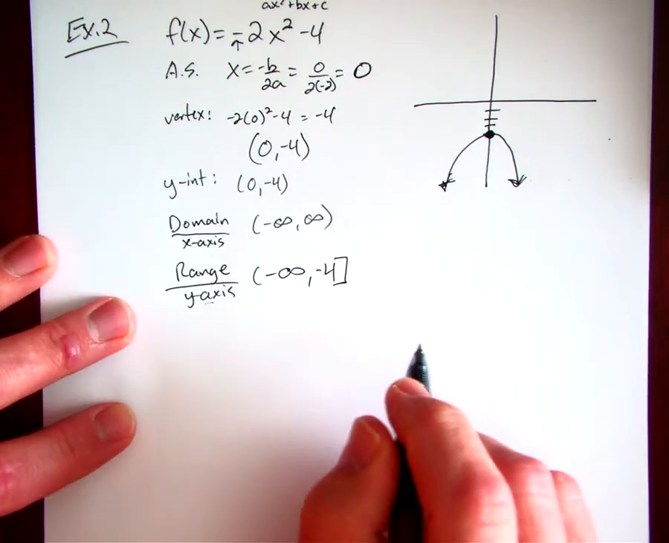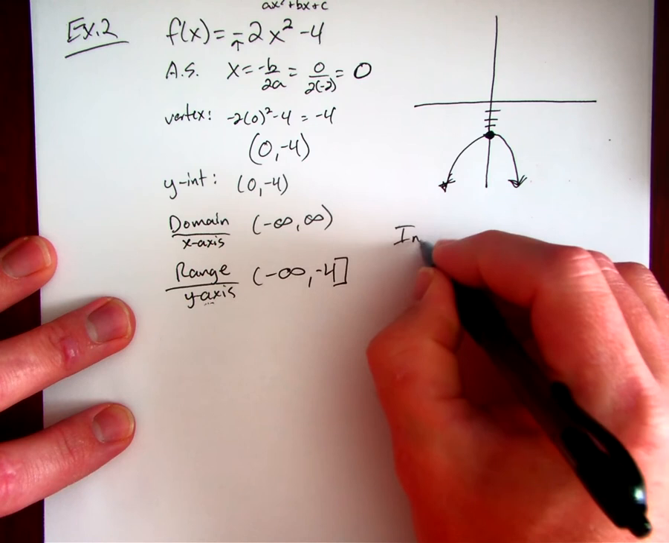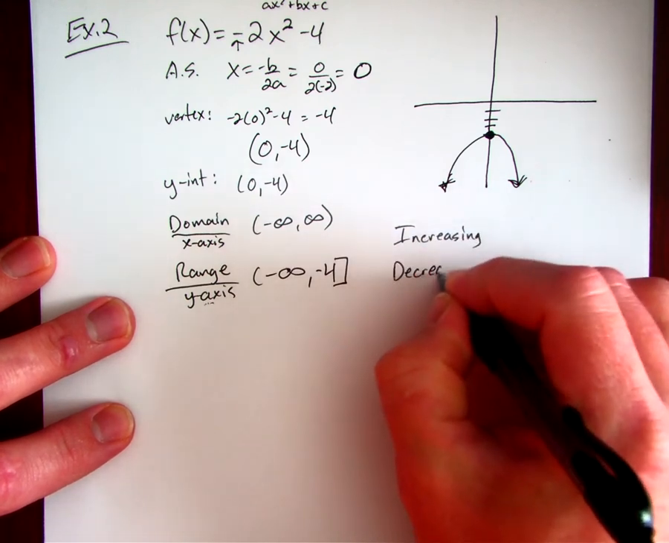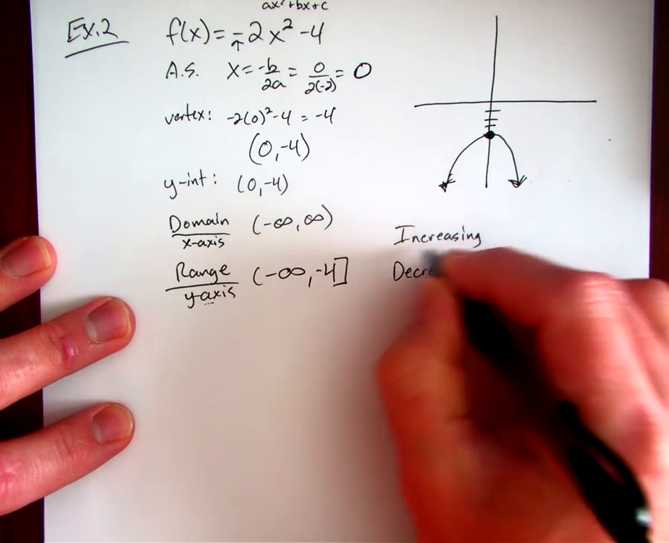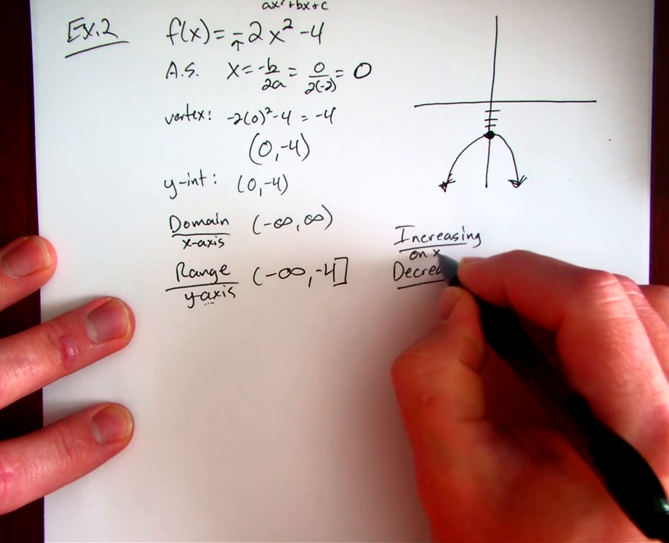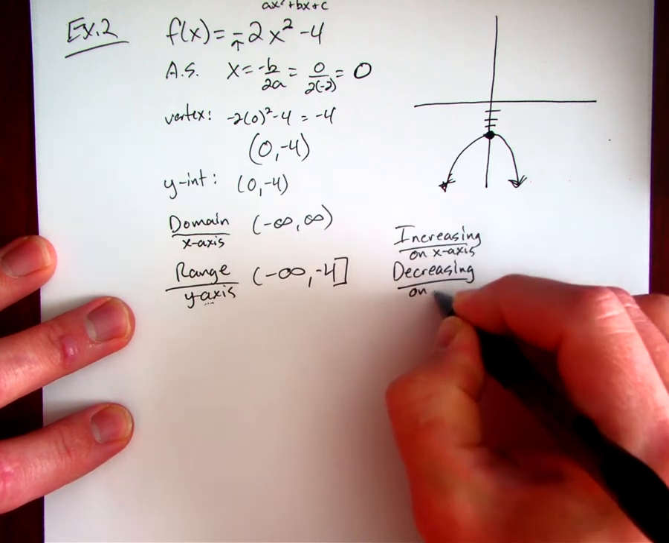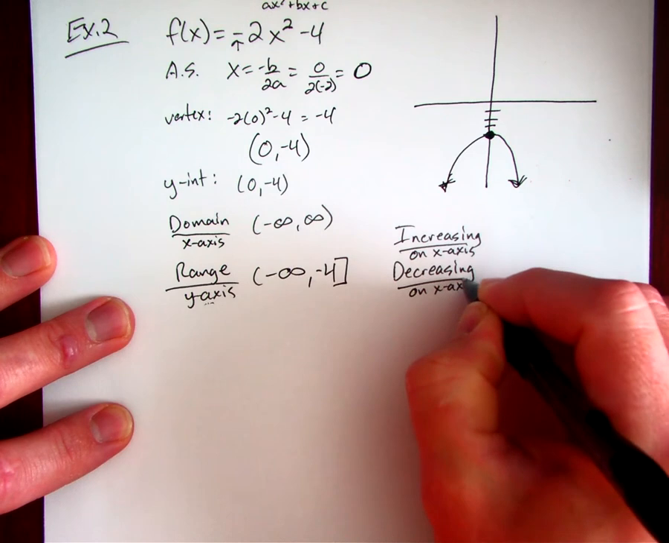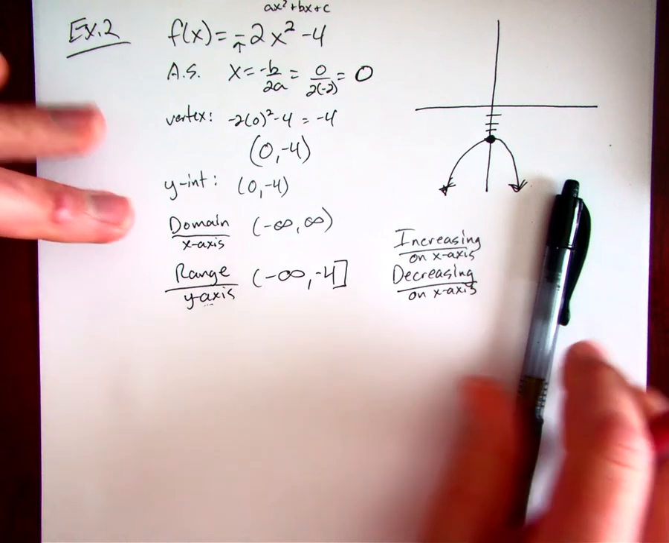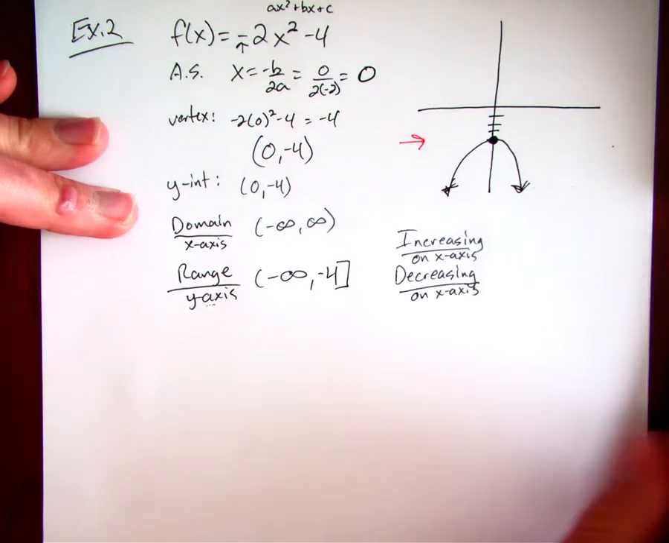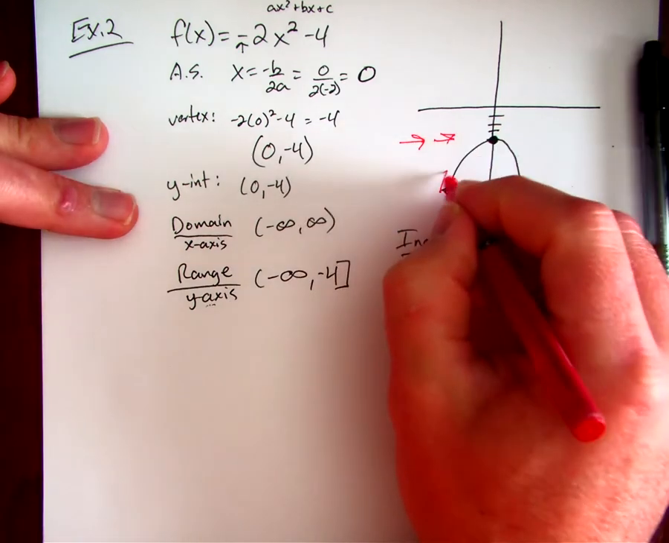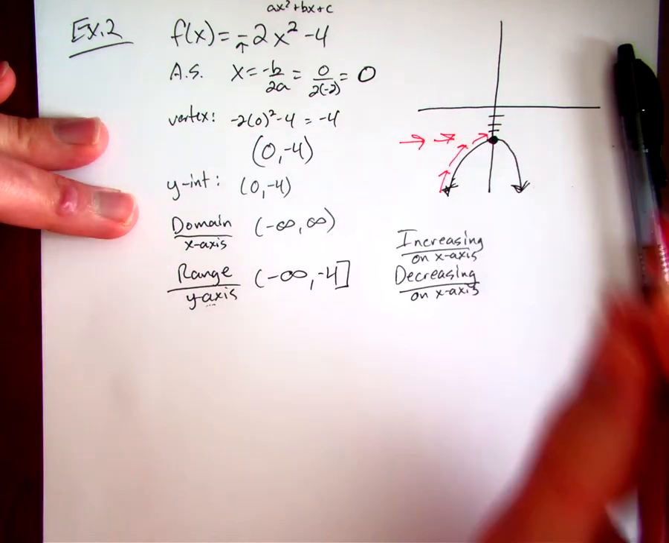Okay? Let's do increasing and decreasing. All right, again, this is on the x-axis, on the x-axis, on the x-axis. That's how you need to think about writing your answer. So, where's my red pen? Here we go. As I'm coming in here from the left, what is the graph doing? It's going up. It's increasing.